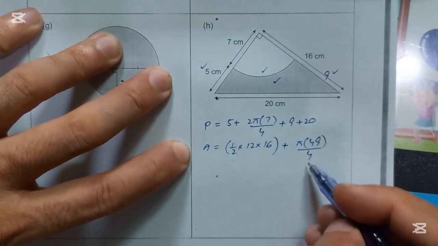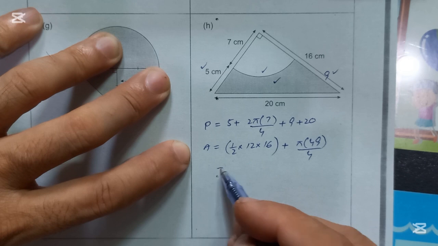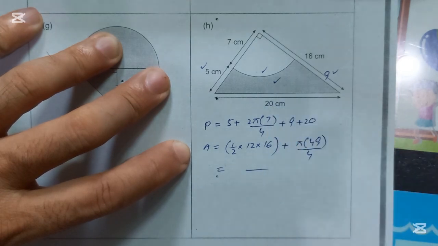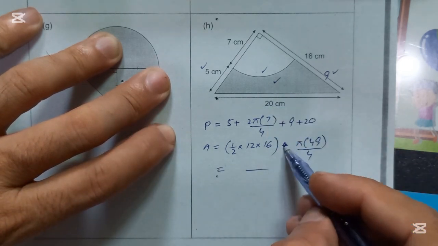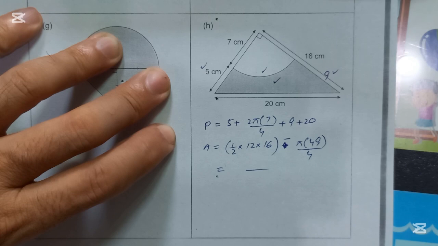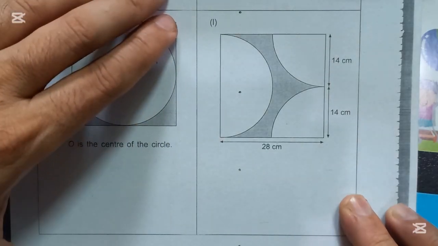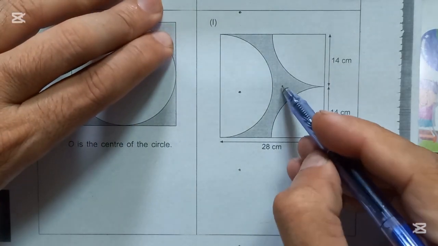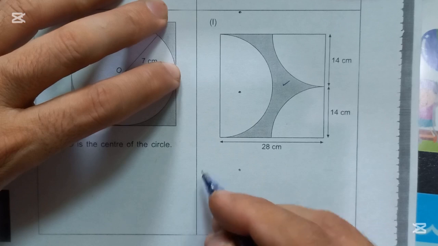This is a quadrant, so divide by 4. Solve it on the calculator, you will get the answer of the shaded part. This should be subtracted. We are required to find the area of this shaded part in this figure.